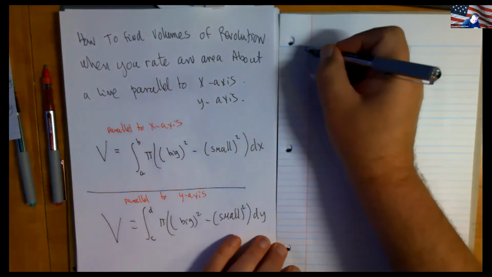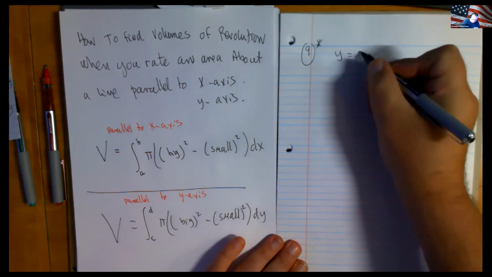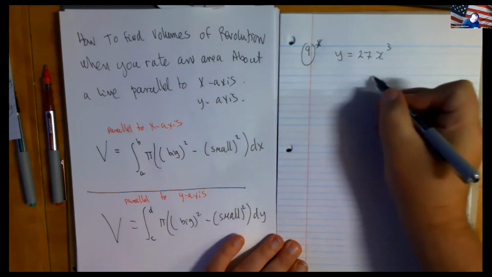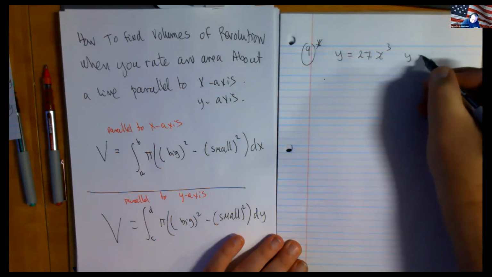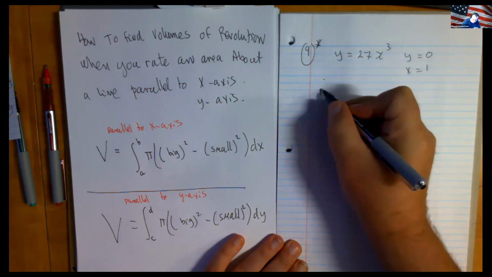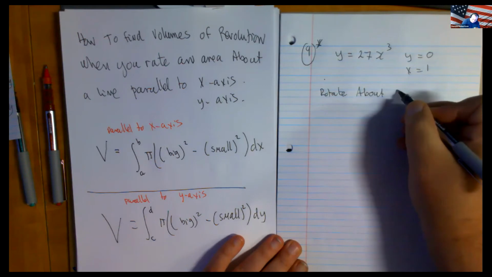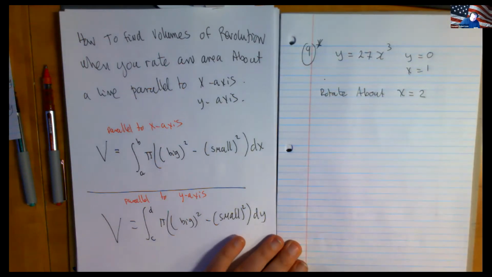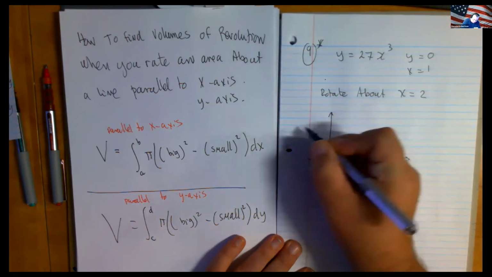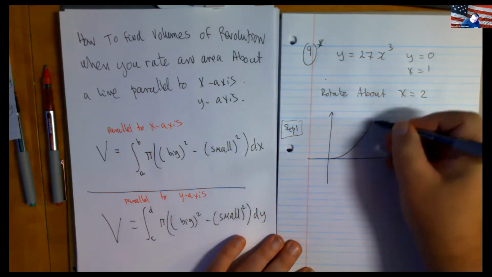It's question 9, or at least like it. Y equals 27x cubed. And the rest of the information is y is 0, x equals 1, and we're going to rotate about the line x equals 2. So, step 1. 27x cubed, pretty easy to do.